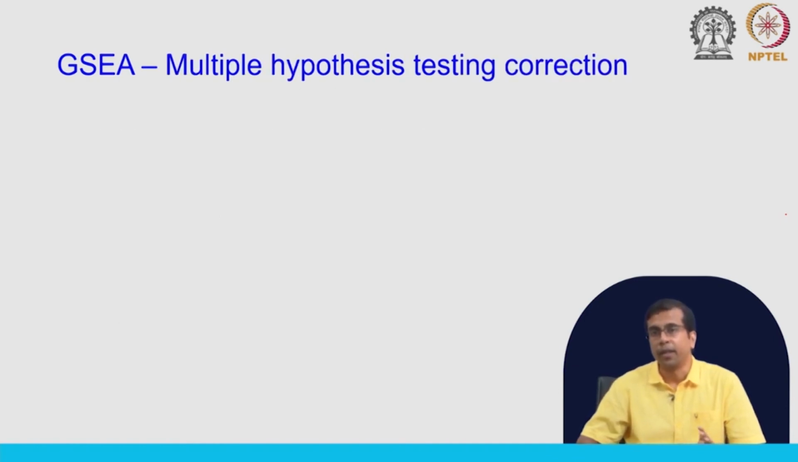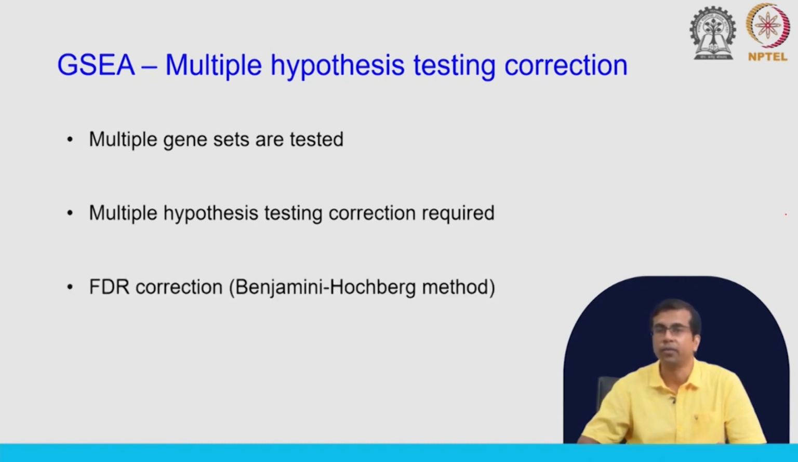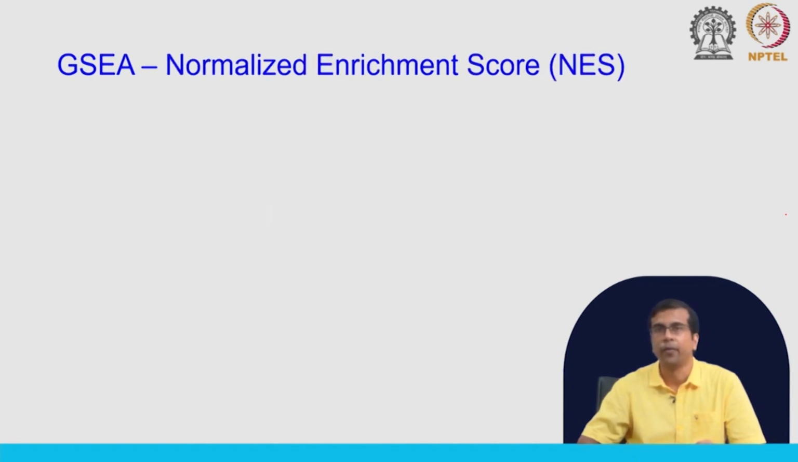Okay, so in GSEA, we are again doing multiple hypothesis testing, because you are testing each gene set separately for the data set. So, you again have to do multiple hypothesis testing correction. So, this is required, and this is done through the FDR correction and Benjamini-Hochberg method.